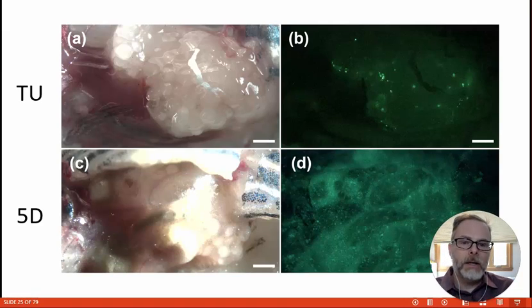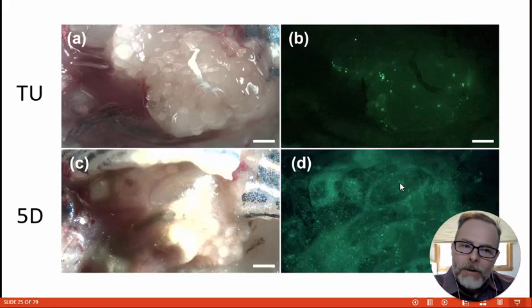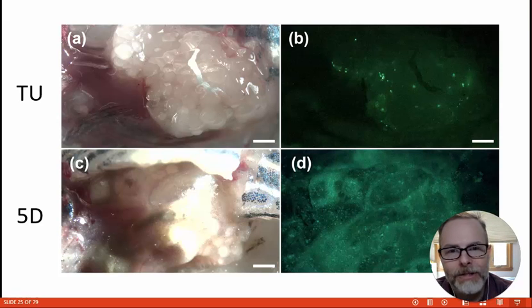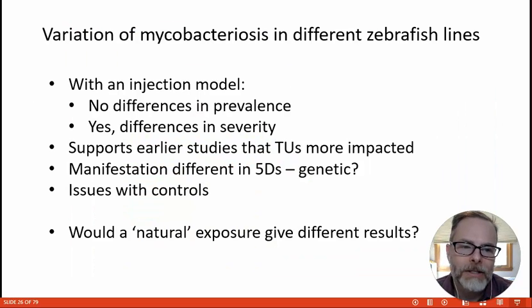Another interesting finding was with the 5D zebrafish. Although looking at granuloma counts, they were pretty low, we did see very disseminated infections in these 5D fish. We see these glowing spots everywhere. So the mycobacteria really spread through these 5D fish, even though they were less focal, forming these granulomas like we see in these other fish. So that's interesting. Again, suggesting there's genetic differences between these fish, and that may be driving the differences that we're seeing in the manifestation of these infections.